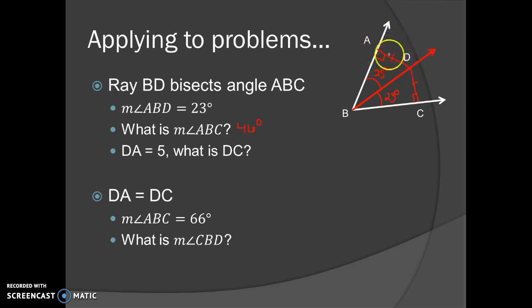We're also told that the distance from D to A is equal to 5. And remember, our theorem said if DA is 5, then that's congruent to DC, which is also 5. So what's DC? It's 5 as well.